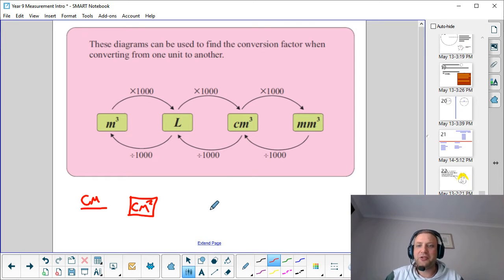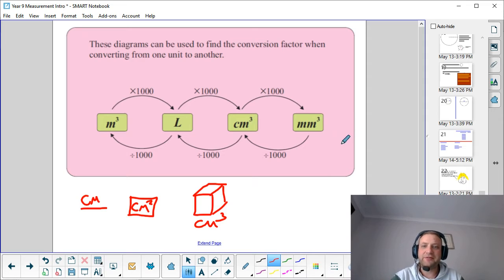We're converting volume or capacity. So we're converting things that are in 3 dimensions now, right? So we're dealing with things like centimeter cubes, right? Things that take up 3D space, right? This would be a centimeter cubed, right? Little 3 there because it's in 3 dimensions. So again, you've got a flowchart to refer to.